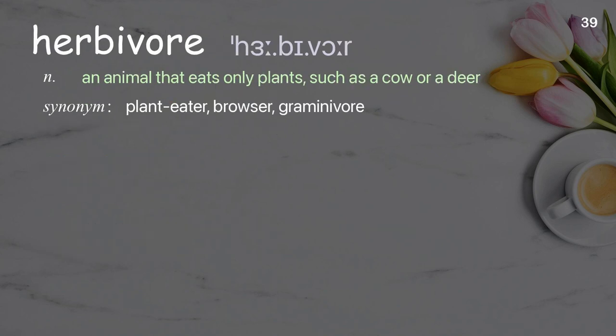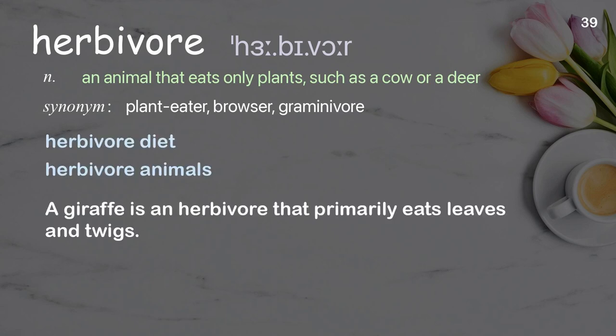Herbivore. An animal that eats only plants, such as a cow or a deer. Examples: herbivore diet, herbivore animals. A giraffe is an herbivore that primarily eats leaves and twigs.